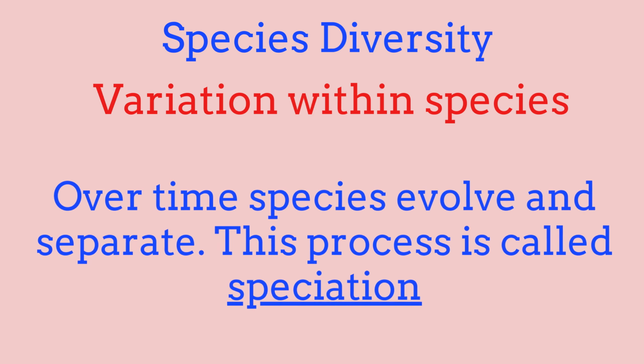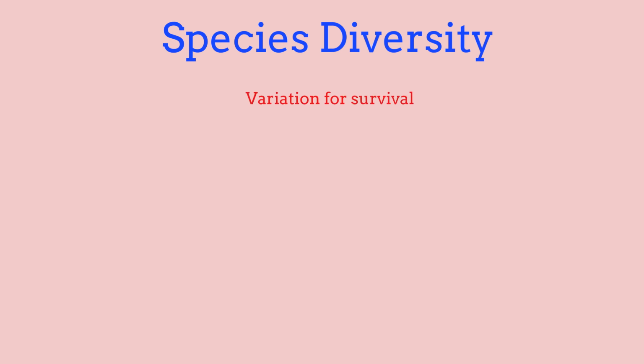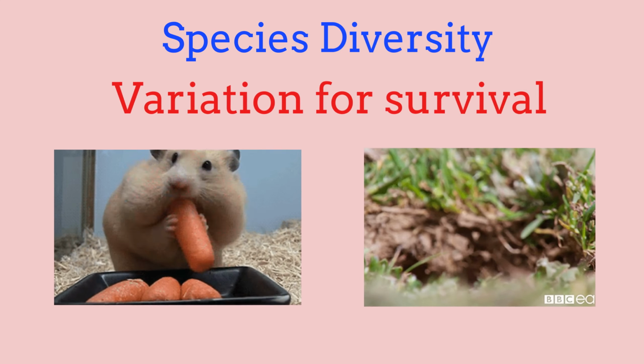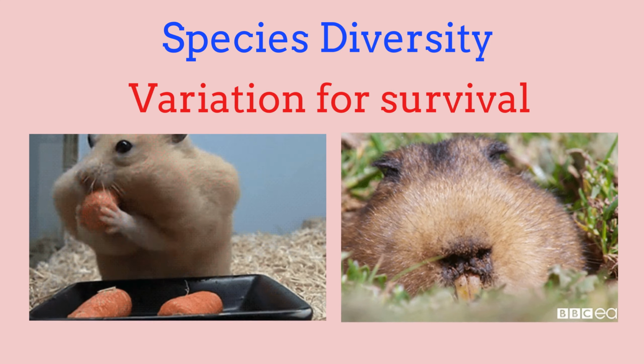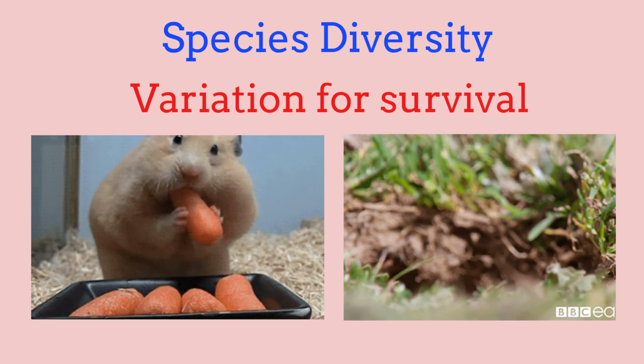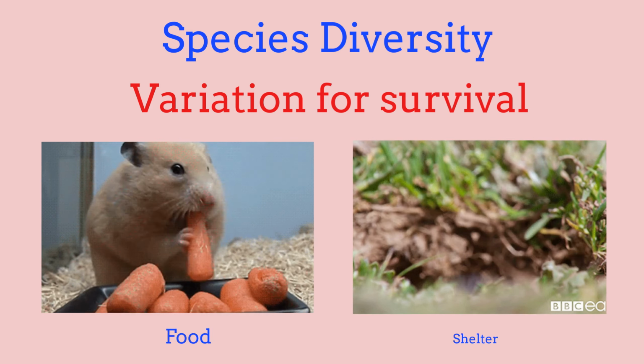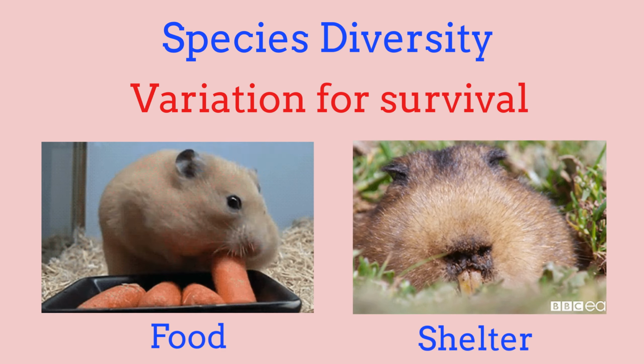So now let's talk about variations for survival. Every single different organism has its own adaptations to survive. To live, there are many different problems that occur. For example, you need to find shelter and you need food. There are two different things that help an organism survive.